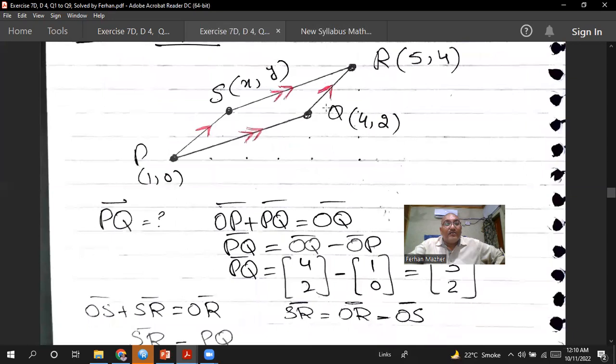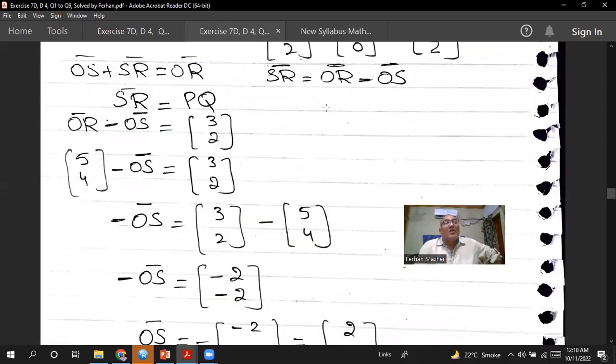Okay, so OS plus SR will be equals to OR. So SR will be equals to OR minus OS. And we know that the SR will be equals to PQ because they are opposite sides of the parallelogram. SR can be written in the position vector form OR minus OS equals to the value of the PQ. We already know that's 3, 2 column vector. So OR coordinates are known, 5, 4, minus OS we don't know, equals to 3, 2.